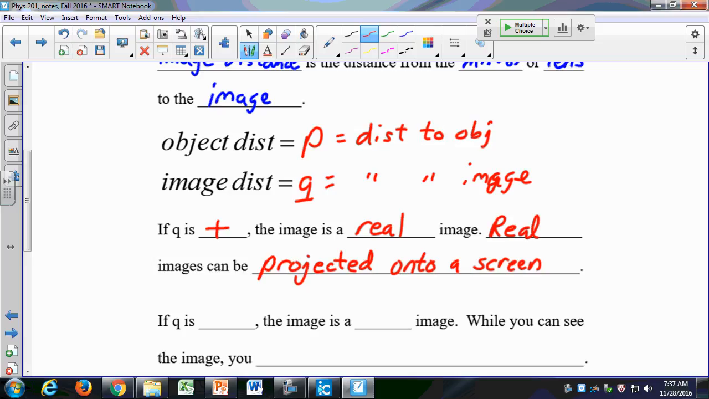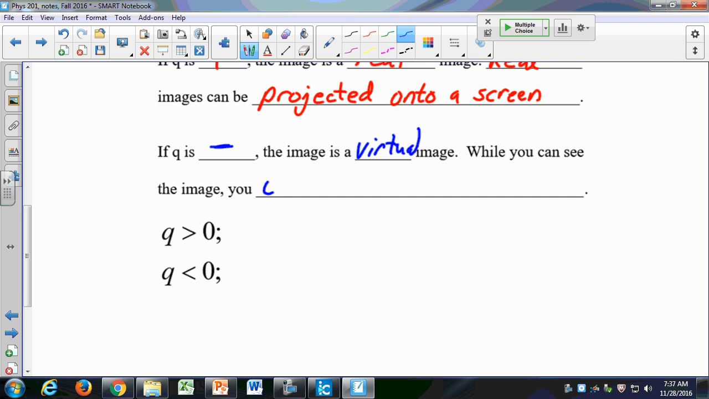The cornea and the lens in your eye produce a real image. It actually projects an image onto your retina. This is a real image because I can project it onto a screen. It's an actual image. It sits here, and I can project it onto a screen. That only occurs mathematically when our Q, our image distance, is positive. If Q is negative, the image is a virtual image. And while you can see the image, you can't project it onto a screen.